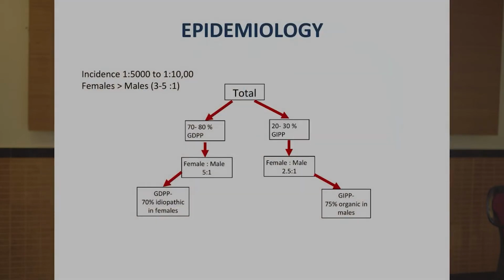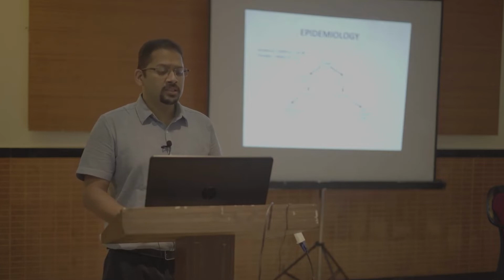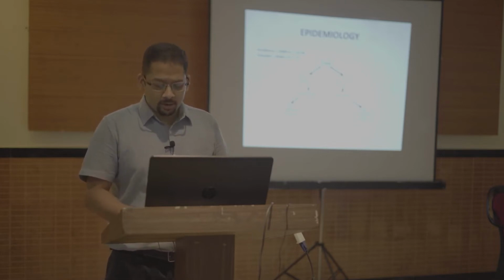Epidemiology: the incidence is around 1 in 5,000 to 1 in 10,000, and it is more commonly seen in females, with a ratio of 3 to 5:1. By cause, the most common is gonadotropin dependent precocious puberty, GDPP. Around 70 to 80% of precocious puberty is covered by GDPP, and 20 to 30% is GIPP. The disease is predominant in females in either condition. In females most GDPP is idiopathic. However, in boys most of the disease is organic, and some tumor tissue may be present in the central cases.